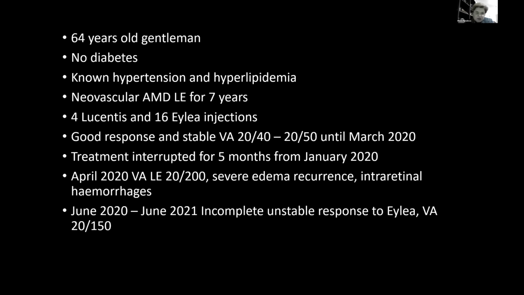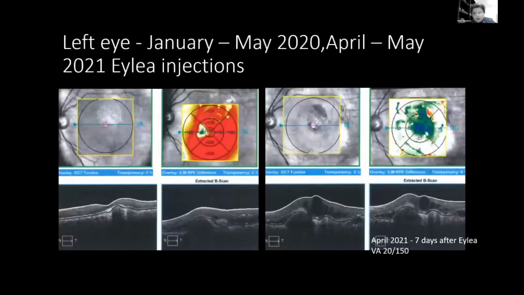This is a 64-year-old man without diabetes, with neovascular AMD that has been causing me a headache for the last 7 years. He had multiple injections, and actually his vision was not that bad until the beginning of the lockdown, when his treatment was interrupted for 5 months. From 20/50 vision dropped to 20/200. He had severe edema recurrence, his membrane was leaking, and despite intensive treatment, he had incomplete unstable response to Eylea, and the vision remained in the same range, 20 over 150.